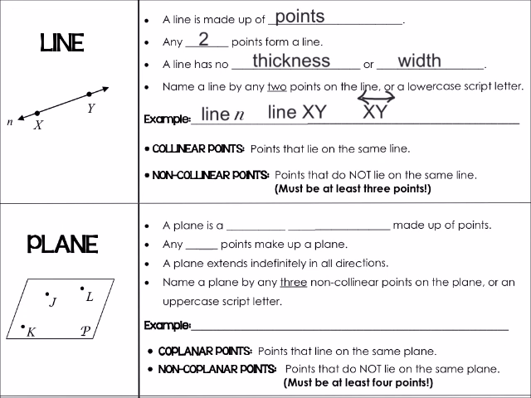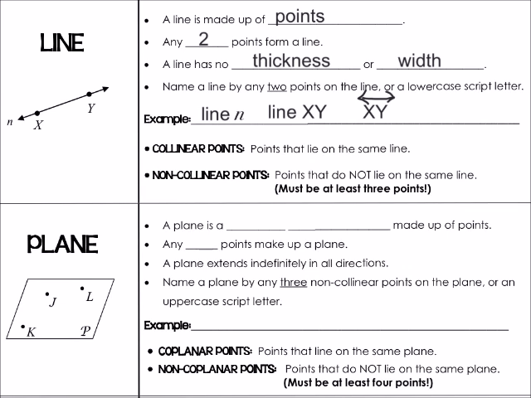Completing the information on lines, we see that a line is made up of points. So any 2 points will form a line. As long as you have 2 points, you can find a line. It's the line that joins those 2 points. But you also have to recognize a line also is non-defined. It has no thickness and no width. We identify it with some thickness and width only so that we can visualize it.